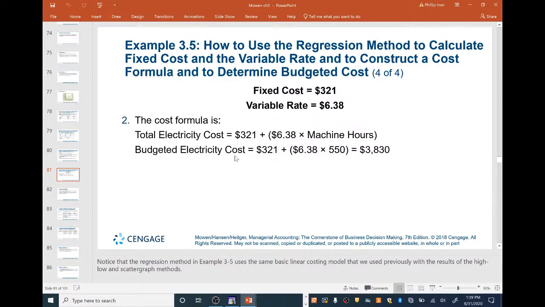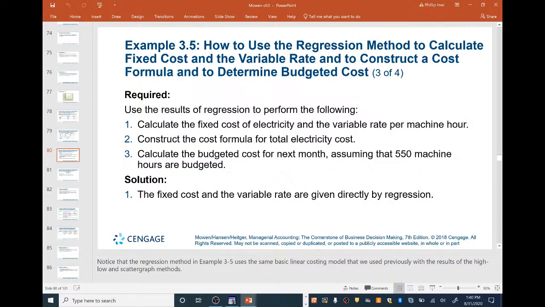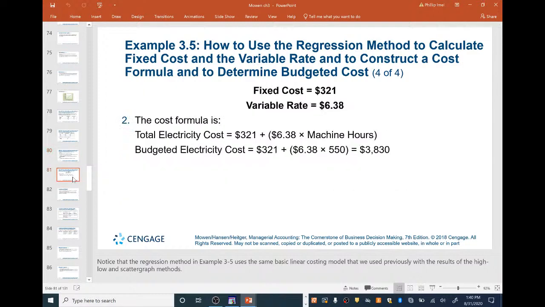So let's see here. Budgeted electricity cost is going to equal the fixed cost, which is our intercept, plus the variable rate times the machine hours that are allotted. So you just do the math. 3,830 is what you yield for the budgeted electricity cost. Calculate the budgeted cost for next month, assuming that 550 machine hours are budgeted. So once again, total electricity cost, there it is. Budgeted electricity cost there is 3,830. I'm sorry, I worked a little ahead of myself.